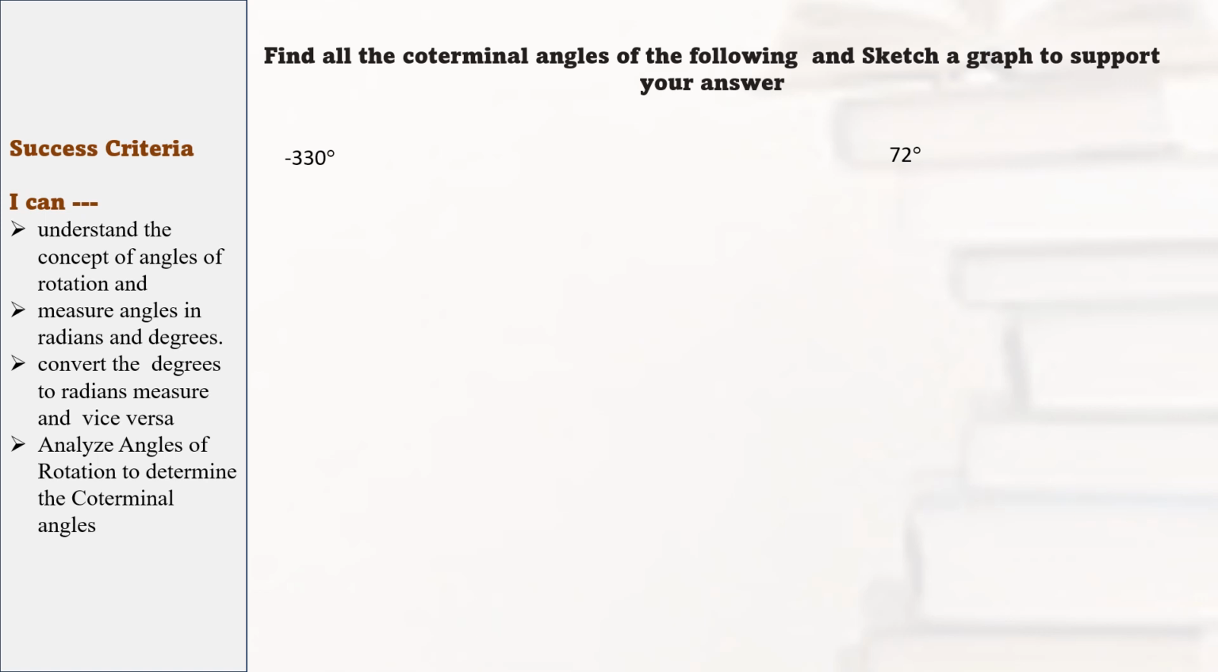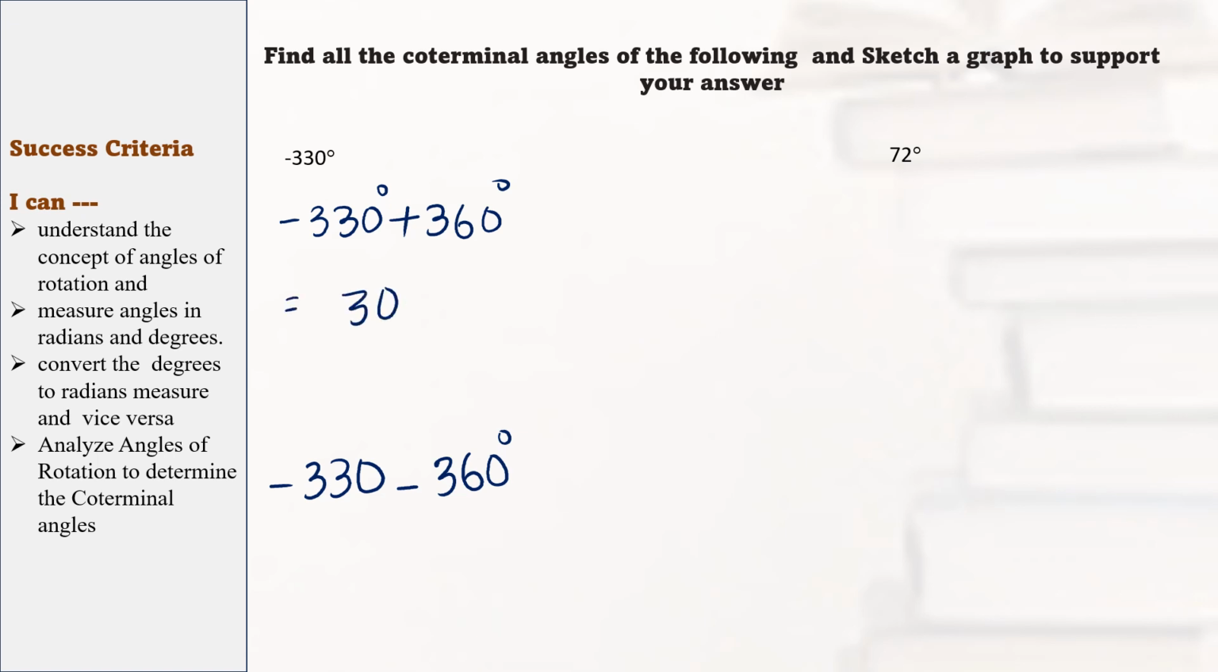Let's make this one: negative 330 degrees. Write it down. One time you write plus 360 degrees, and one time with the same angle you write minus 360 degrees. Now minus 330 plus 360 gives me 30 degrees.